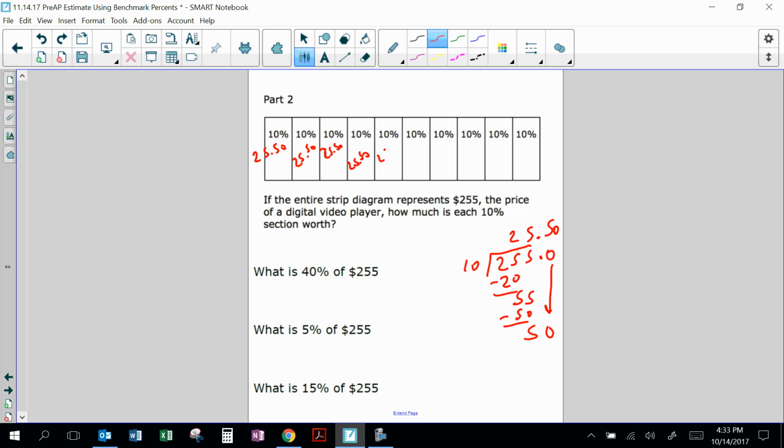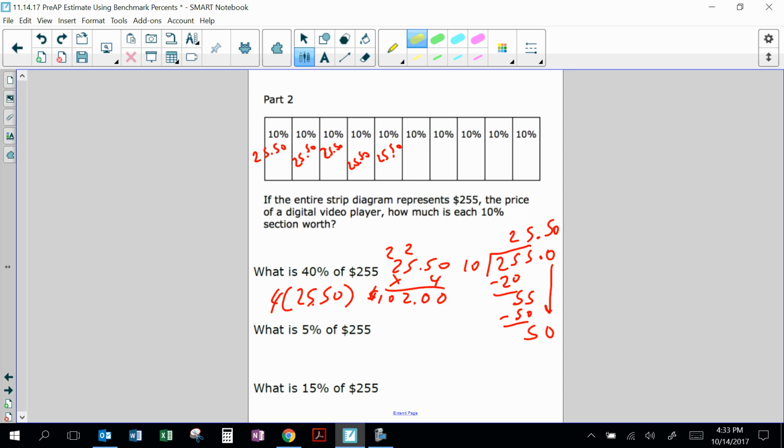I'm going to stop right now because I don't really feel like writing $25.50 in each 10%. I get the point. What is 40% of $255? Well, 10, 10, 10, 10, that's four groups of $25.50. So what is four groups of $25.50? Zero. Five times four is 20, carry the two. Five times four is 20, plus two is 22, carry two. Four times two is eight, plus two. So it's $102.